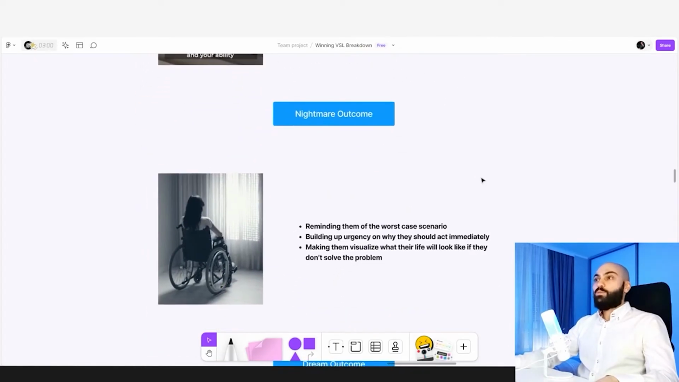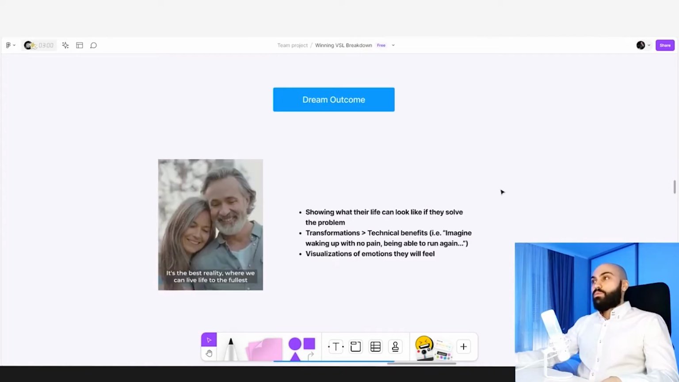Then we have the nightmare outcome. We will remind them of the worst case scenario. What is the worst thing that can happen if they don't make the purchasing decision? We will build up the urgency on why they should act immediately and make them visualize what their life will look like if they don't solve the problem. Dream outcome. We will show what their life can look like if they do solve the problem. We will use transformations rather than technical benefits. Imagine waking up with no pain, dancing, being able to run again. We need to play to their emotions.